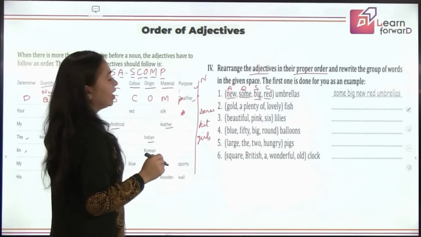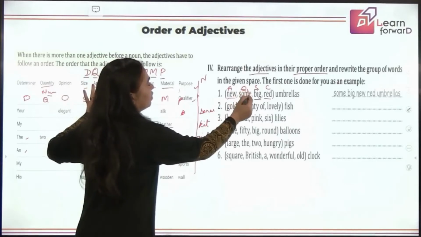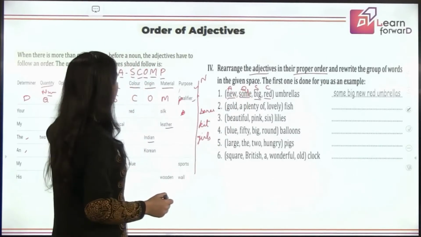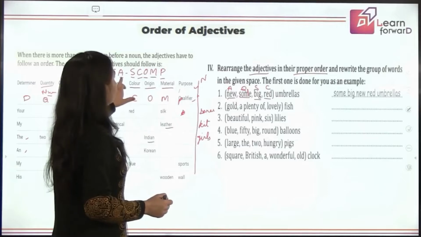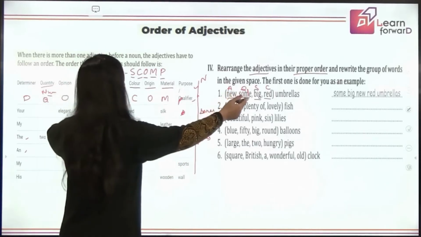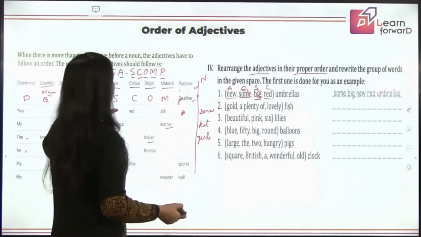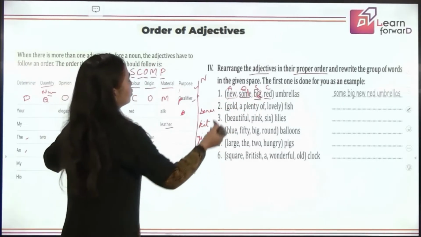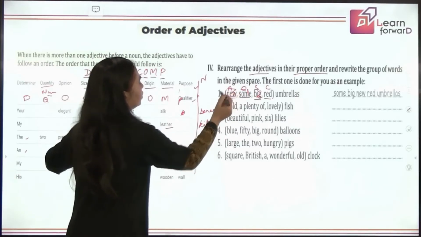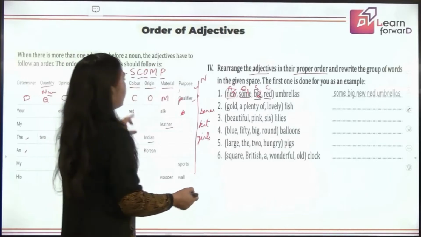We don't have any determiner here, so we will be using quantity. This will be your number one. After that, we will be using size, you have the size also. So you will be using size at number 2. Then you have the age also. This will be your number 3. And finally, you have the color, which is number 4.